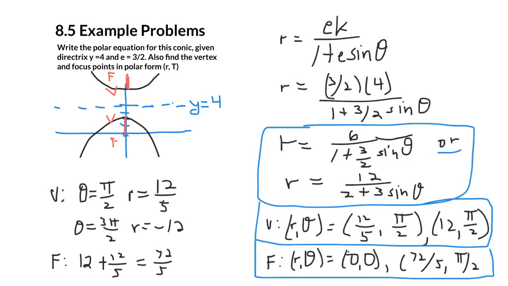Often in the textbook, they don't like the complex fraction element here, so they will multiply by 2 over 2 and rewrite the problem this way. So these are both acceptable. Probably the second one's a little bit better.